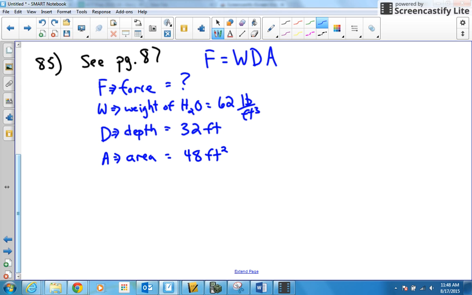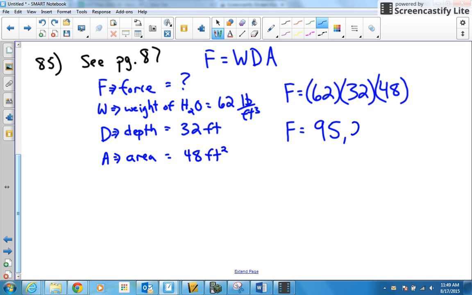Now we just have to substitute. So I don't know F, that's what I'm looking for. I know W is 62, I know depth D is 32, and I know area A is 48. And when I plug this in, you can use a calculator on this one, I'm sure. 62 times 32 times 48, you get 95,232. And that is the force of the water on the plug.